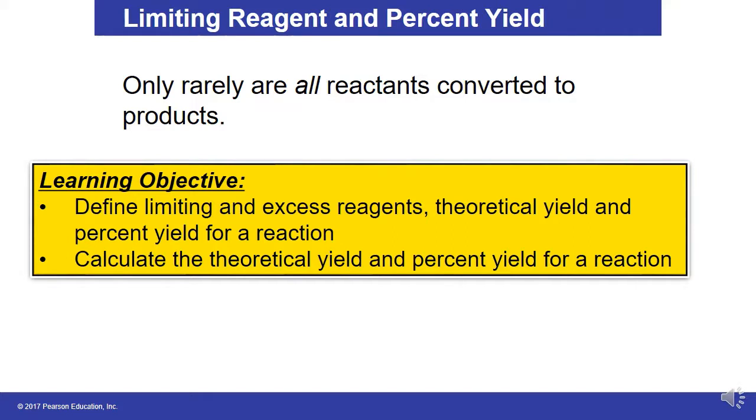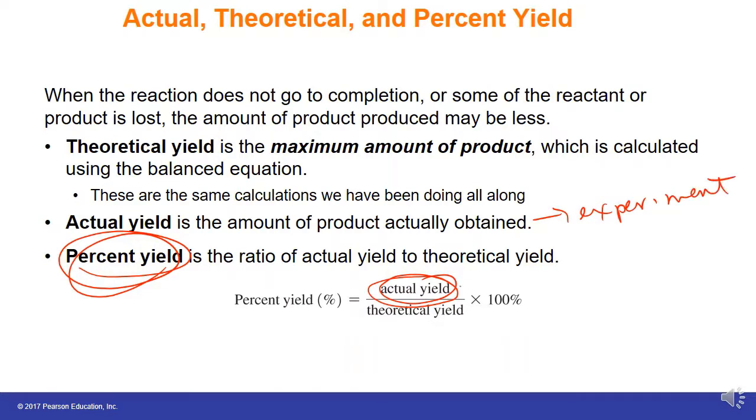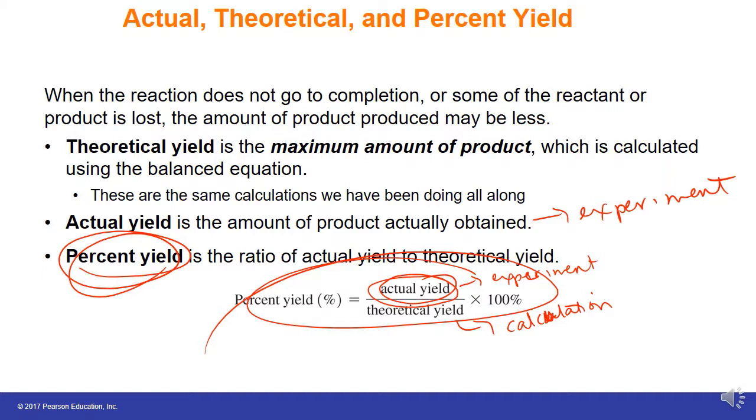We're going to define the limiting and excess reagents, theoretical yield, percent yield, and we're going to actually calculate theoretical and percent yield for a reaction. The percent yield now is just the ratio of the actual to theoretical. A percent, remember, is always going to be one number divided by a whole times 100. So the percent yield is going to be the actual amount that we collected by experiment, and the theoretical yield is what we get by calculation. And so we can use this percent yield as a conversion factor, like we did when we were looking at percent concentrations.